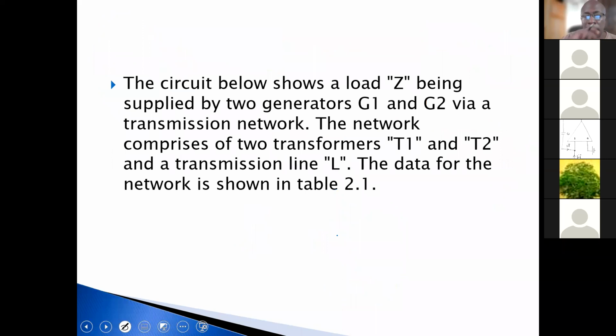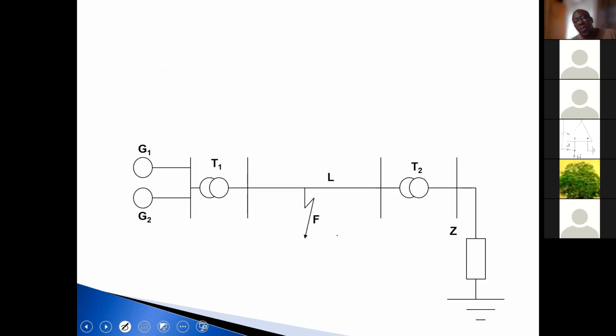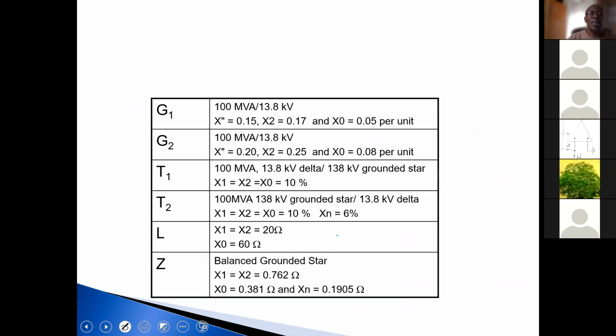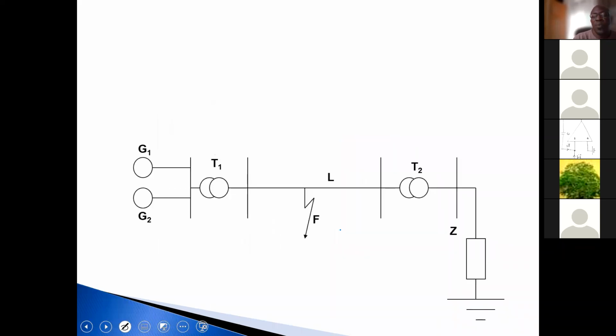So for the next circuit, which is a lot simpler, we have all of this information. We'll get the data sheet showing us all the various information. These are the zero sequence values that you would get from the manufacturer. Note, of course, everything is in per unit. Your transformer information is in percentage. You have XN for T2. So we look at T2.